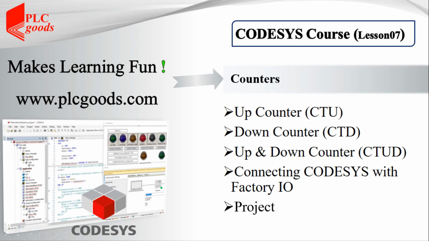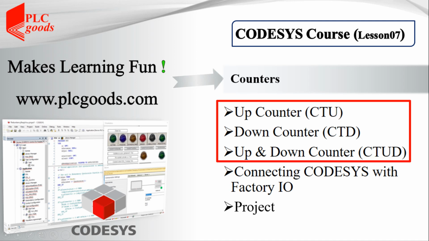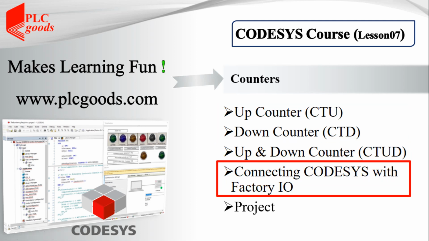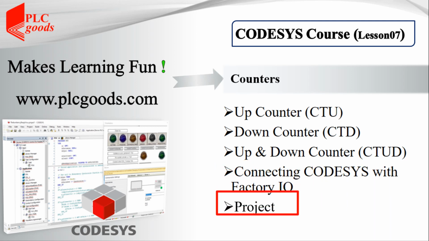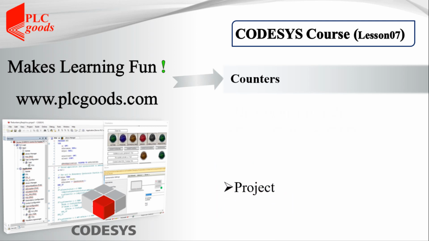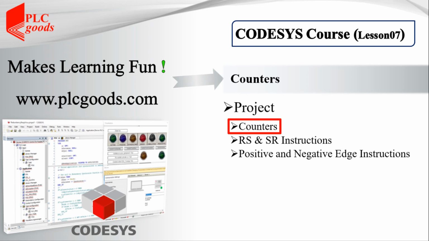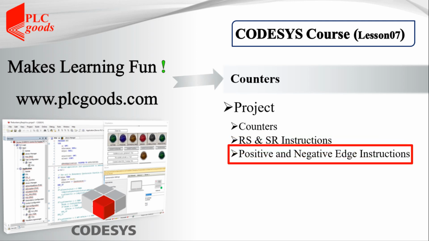Hello guys, if you remember, during the previous video, counter instructions were explained briefly. After that, the connection process between CODESYS and Factory IO was explained, to test an up counter. In this video, I'm going to do a more practical project which will use counter instructions. During the project, RS and SR instructions will be explained too, which are used to set and reset variables. Also, I'll show you how a positive or negative edge can be detected.